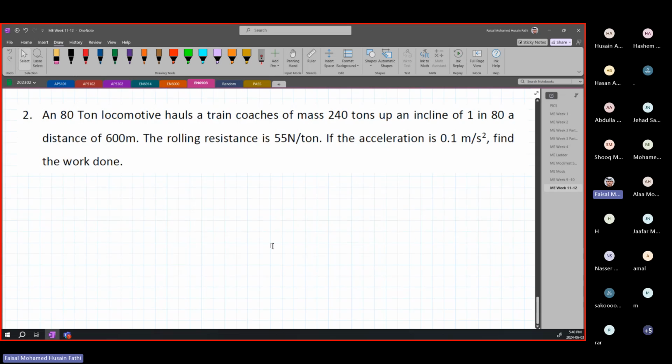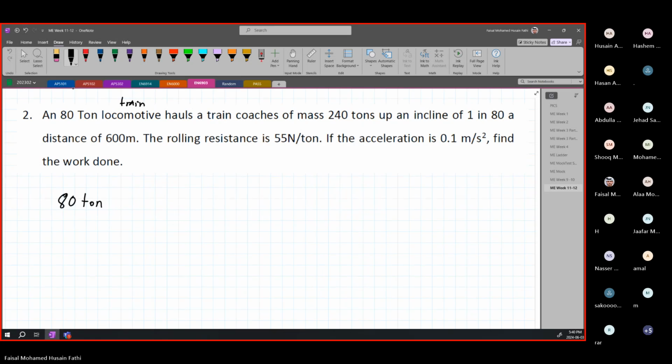So here, an 80-ton locomotive, which is just a type of train. Let's say the mass of the locomotive is equal to 80 tons. Before I do the conversions, let's continue reading the question. It hauls a train of coaches of mass 240 tons. So there is a mass of the coaches, the cabins behind the train, which are 240 tons.